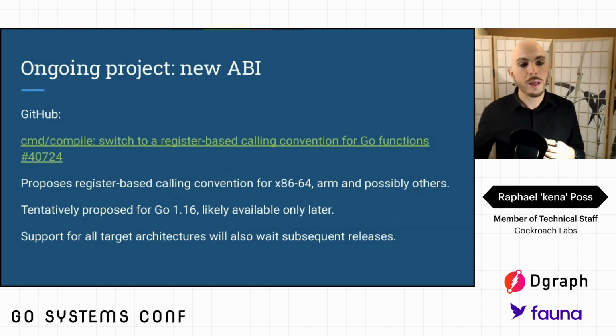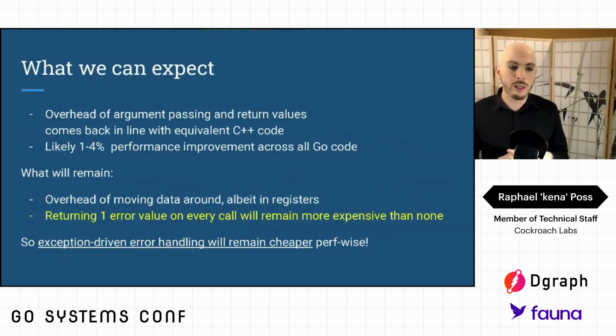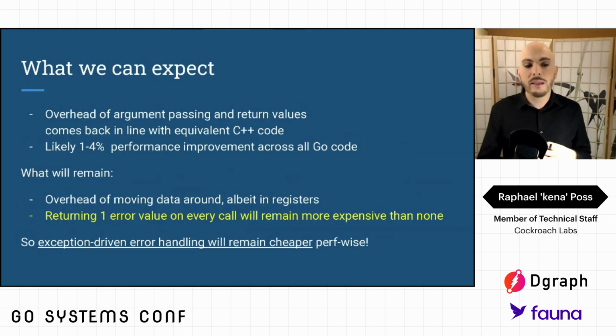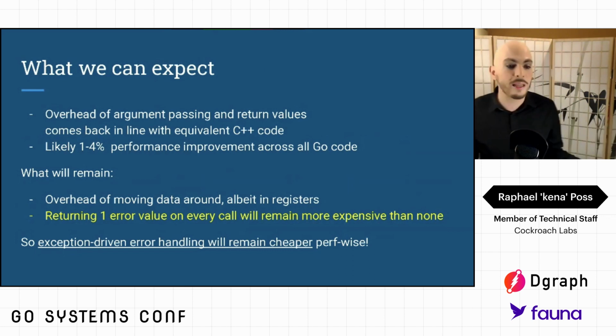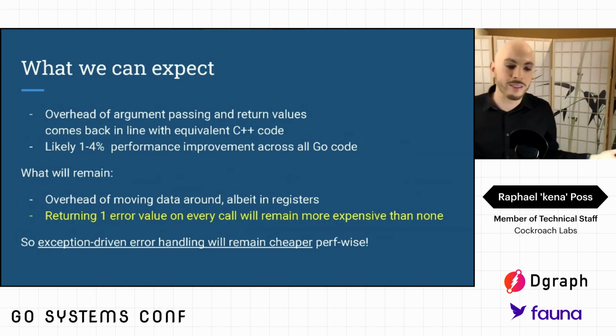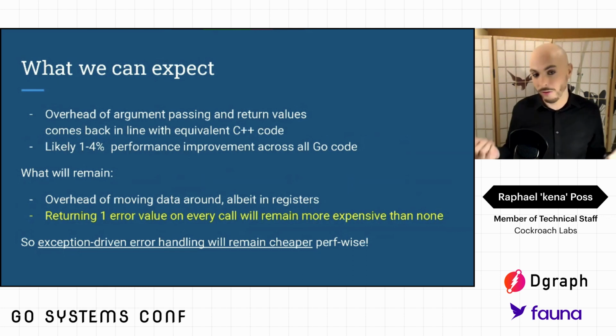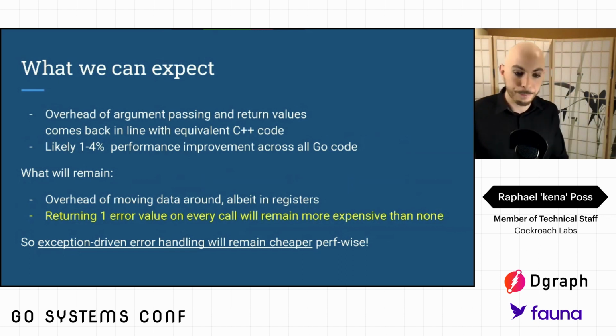That being said, even if we can expect 1 to 4% performance improvement generally throughout all Go code, it is still the case that we will have extra machine instructions to pass data around. More return values means more instructions to move this data around. And an instruction executed is more work than no instruction executed. So the main essence of the argument, that this idea of amortizing the cost of error handling is fundamental, remains regardless of the calling convention that is being used.